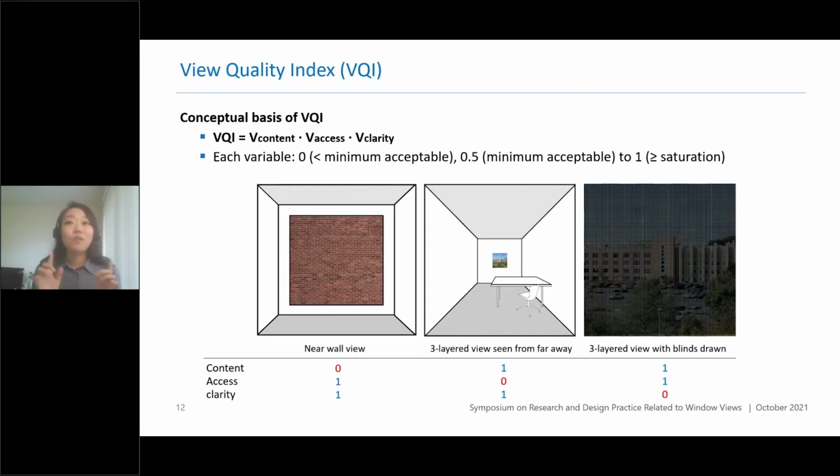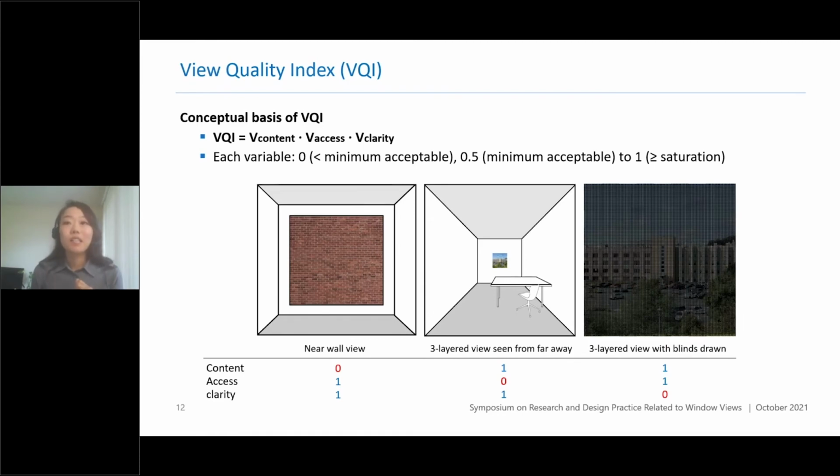And if one of the variables is low, even if the other two are high, the resulting view quality will be low. To reflect this relationship among these variables, we proposed the view quality index to have a product relationship between these three variables. These images actually explain the equation further.